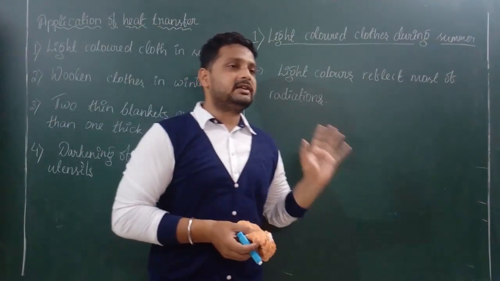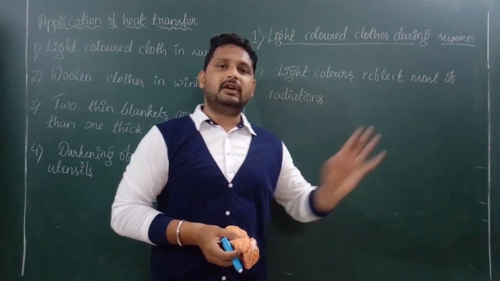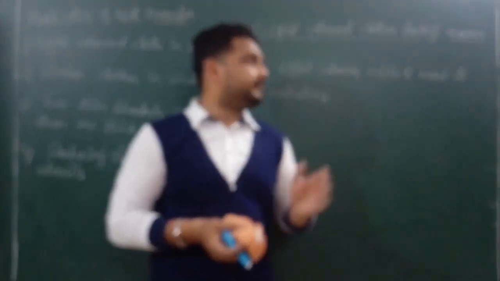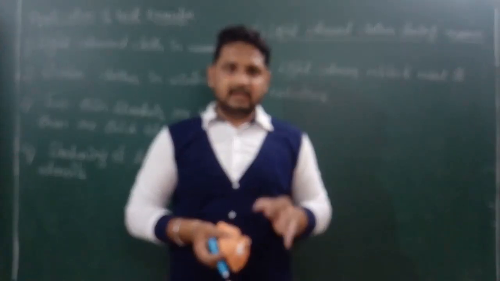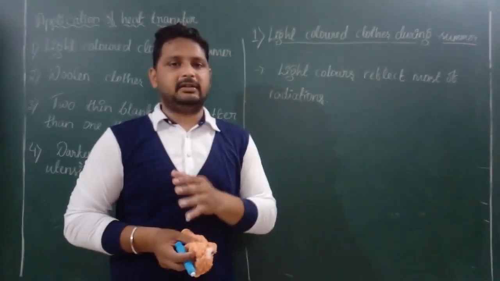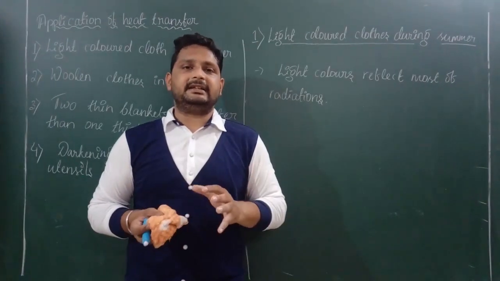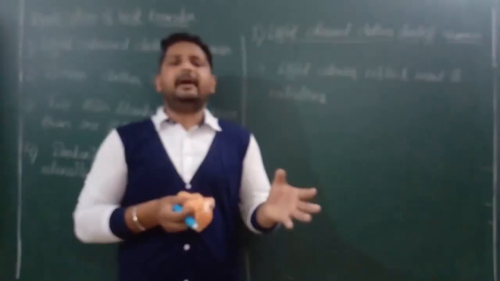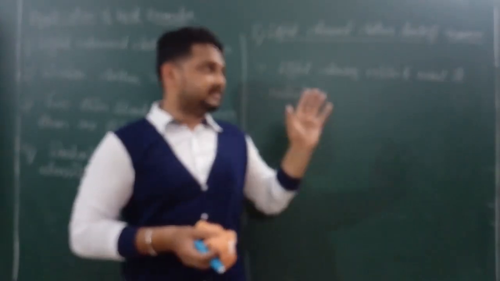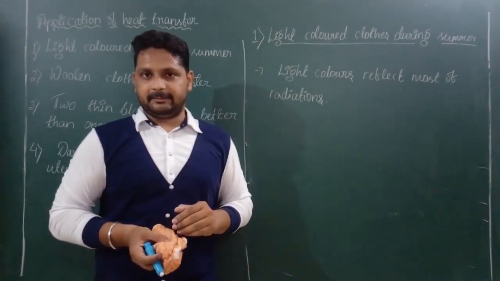Similarly, it also does not allow the other body radiations to stay inside; it allows them to move outside. If most of the light is reflected, then less light enters. Less light means less heat coming towards the body, so our body will remain comparatively cooler. That's why light colored clothes are used during summer.